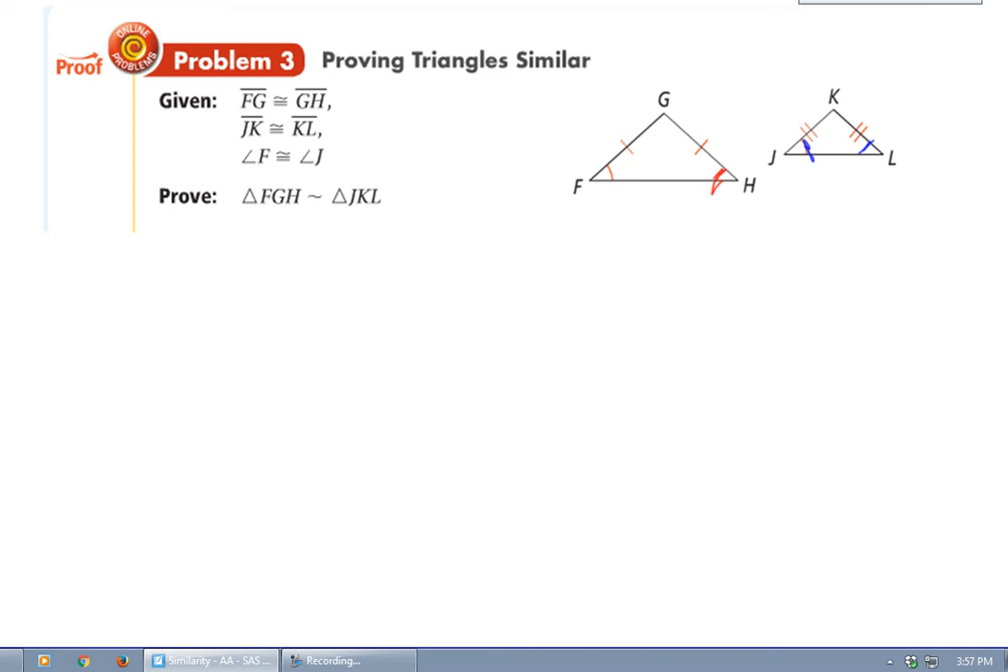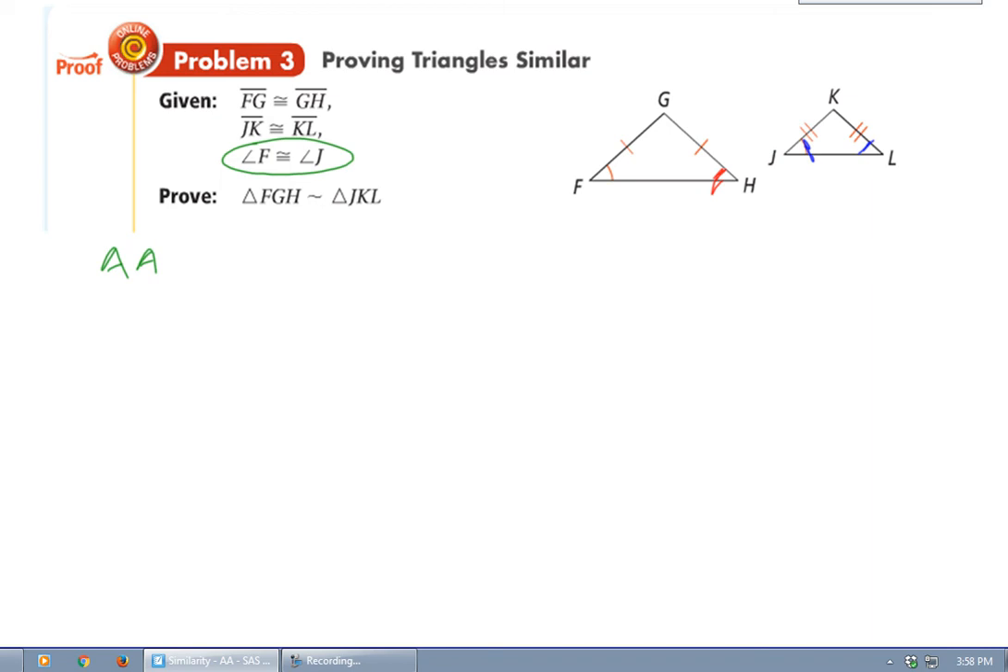What connects them? What connects them is this. Angle F is congruent to angle J. Let's see what the plan is. I'm going to try to use the angle-angle triangle similarity postulate to show that triangle FGH is similar to triangle JKL.